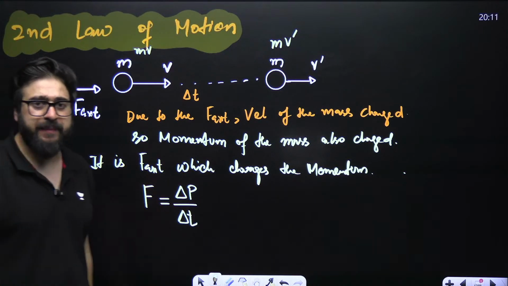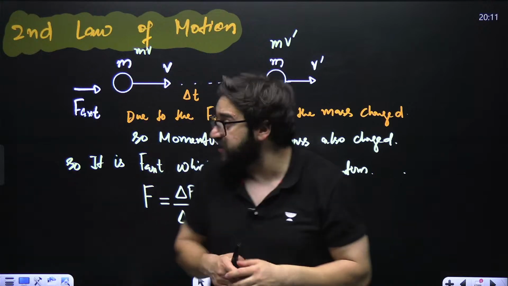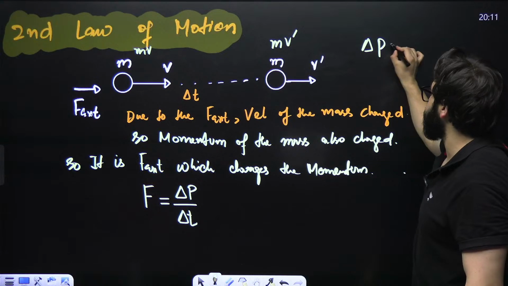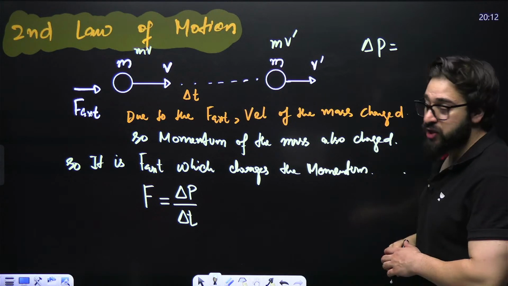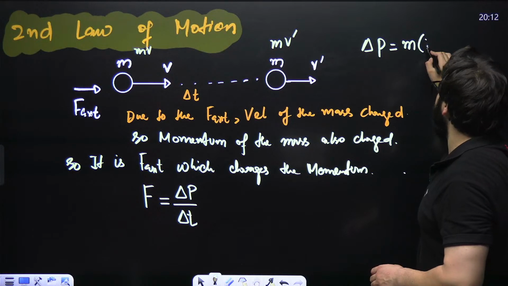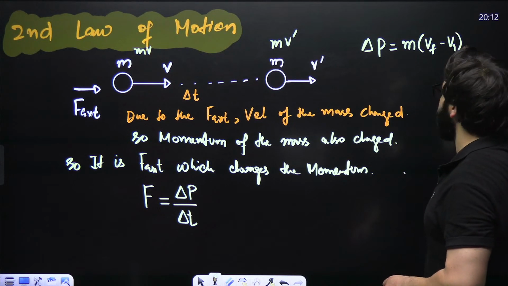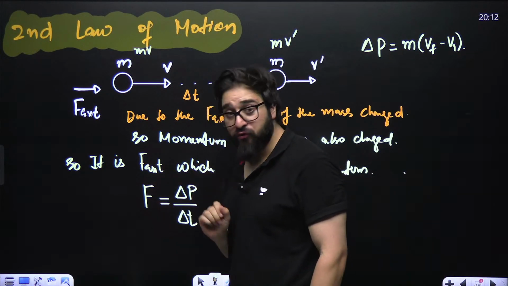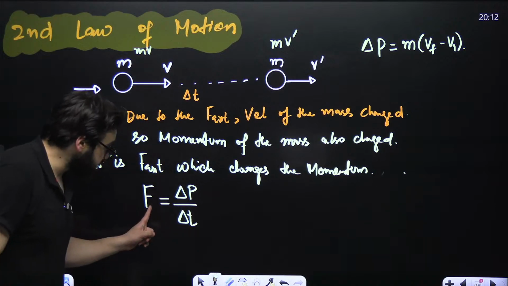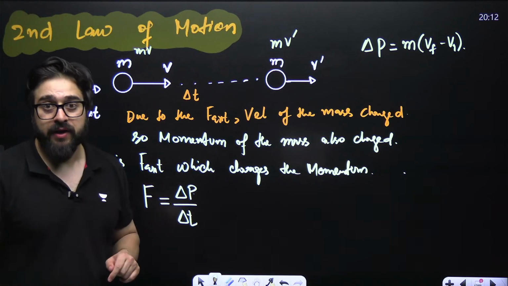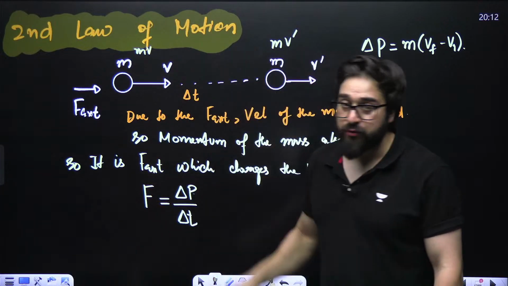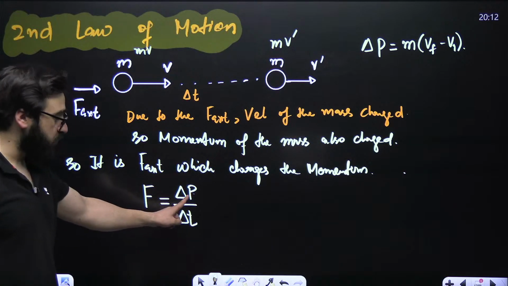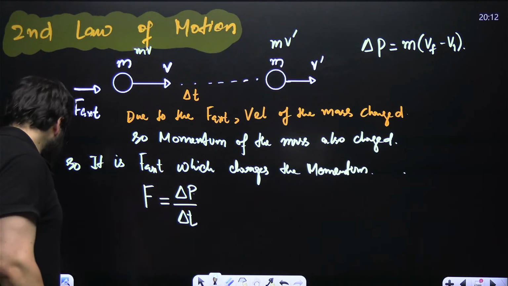Sir, what is this delta P? Delta P is change in momentum. Guys, see, in this particular case, could you please tell me what is change in momentum, sir? That is final momentum minus initial momentum. Sir, that is m into v final minus v initial. So this momentum change delta P has been changed because of force. So we say force is equal to change in momentum upon change in time. So this is what we call Newton's second law. Newton's second law says that rate of change of momentum is directly proportional to force.